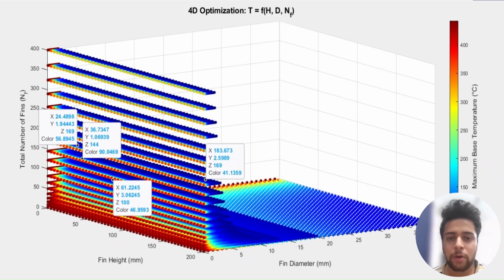Here we provide a 4D optimization chart wherein the temperature is a function of height, fin diameter, and the number of fins. The color of each of the points represents the base temperature, and the three axes represent the three variables. Although in our present study we are not optimizing the fin for the fin diameter, this study can later be used when the fin diameter is not fixed and can be used to optimize the fin diameter, fin height, and the total number of fins altogether.